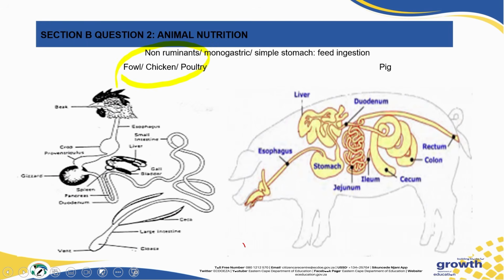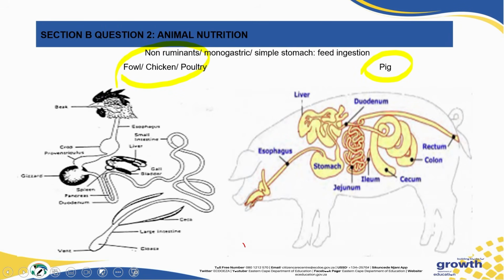Now, we have a fowl and a pig. These are the non-ruminants. As you know, we have classified our farm animals into two, the ruminants and the non-ruminants. Now let us look at the non-ruminants. What are non-ruminants? Non-ruminants are animals with a simple stomach. They are also called monogastric animals. They have a simple stomach in that they don't have compartments.